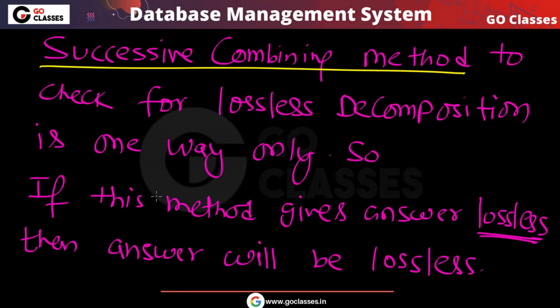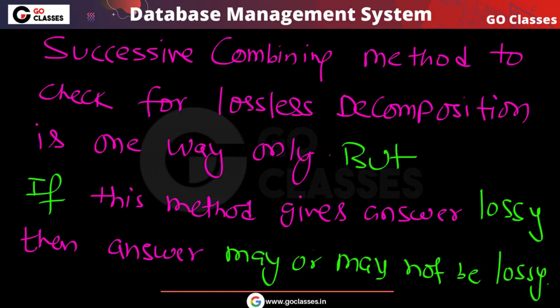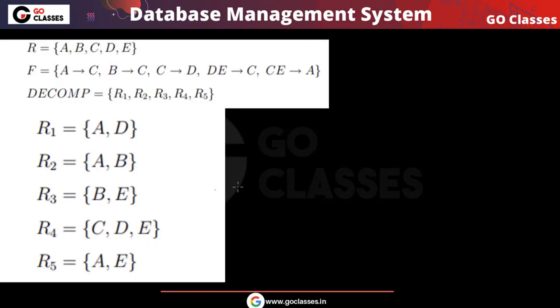So don't apply this method when in the exam they give you four or more sub relations. In the exam, if they give you four or more sub relations, then always apply the chase algorithm that we will see in the next lecture. But in this lecture, I want to give you one example where this successive combining method will fail.